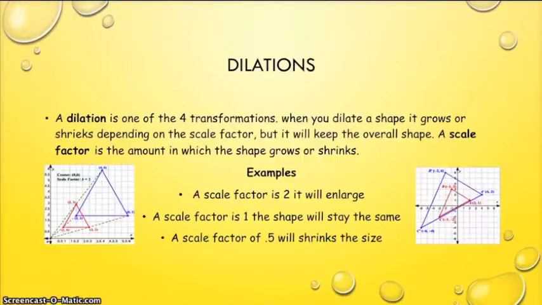Dilations. A dilation is one of the four transformations. When you dilate a shape, it grows or shrinks depending on the scale factor, but it will keep the overall shape. A scale factor is the amount in which the shape grows or shrinks. Examples: a scale factor of 2 will enlarge. A scale factor of 1, the shape will stay the same. A scale factor of 0.5 will shrink the size.